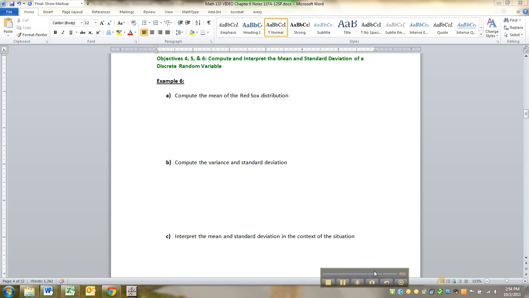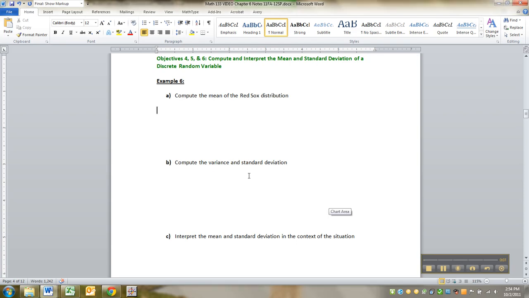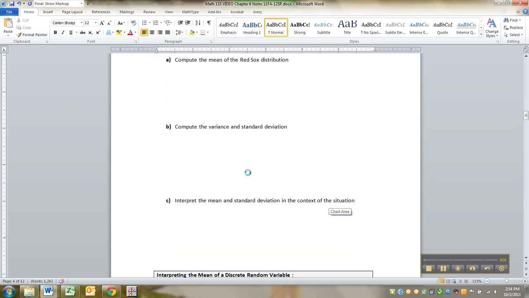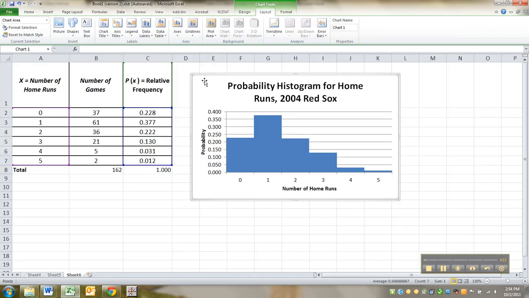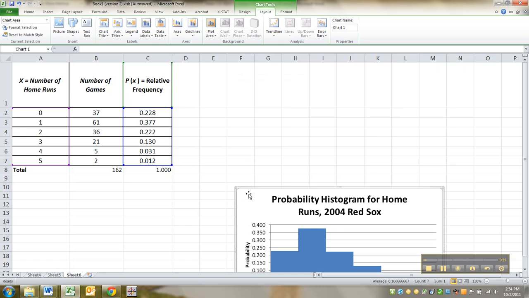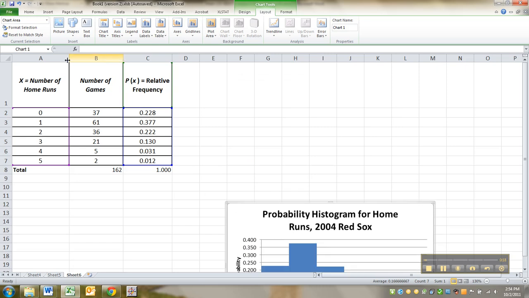All right, so we found the lovely histogram of the probability distribution, and now it's time for us to move on to computing the mean, the variance, the standard deviation. Now, this is a review really of stuff that we've already covered. We did this in section 3.3, believe it or not, but I'll do it again.